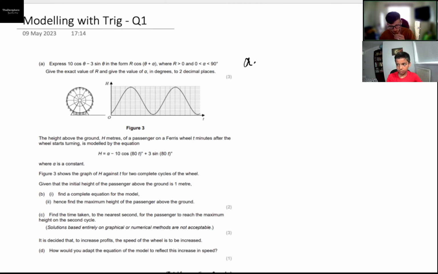A lot of the time in exams they'll give you the form they want. We could actually use r sine theta plus or minus alpha in this, and we'd still end up with an equation that you can solve, but because of the marking, you want to be able to do it the way the mark scheme wants, so that's why they normally give you the form that they want it in. So in this case they want you to use r cos theta plus alpha.